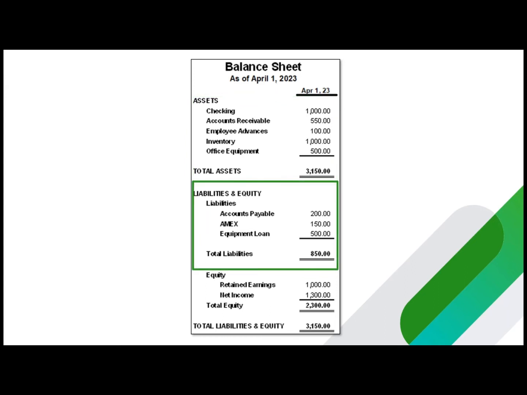Liabilities are what you owe to others. Examples include accounts payable, credit card debt, and loans. Equity shows what the business is really worth. If you sold the business, you would sell the assets and use the money to pay liabilities. The money you have left is equity.